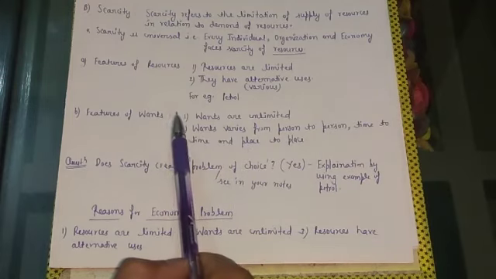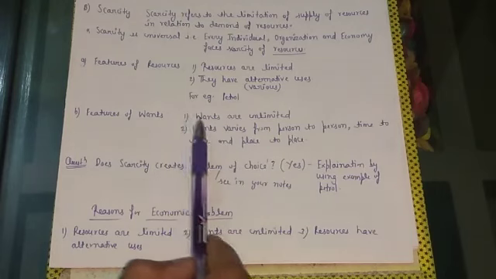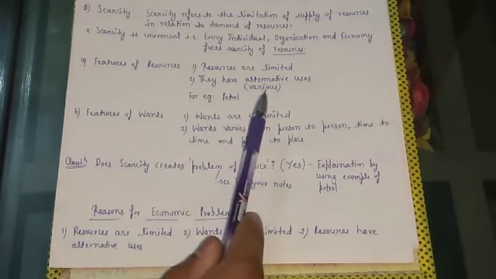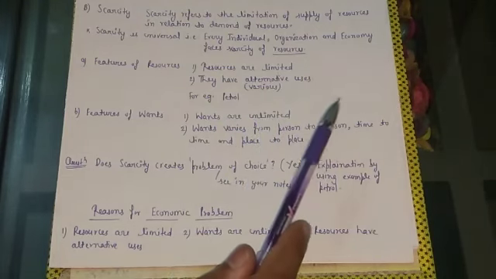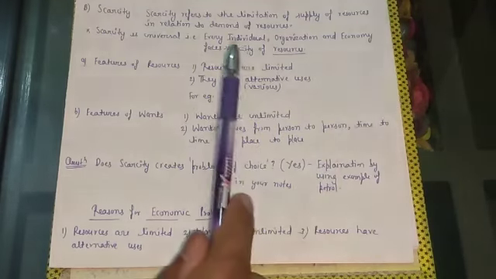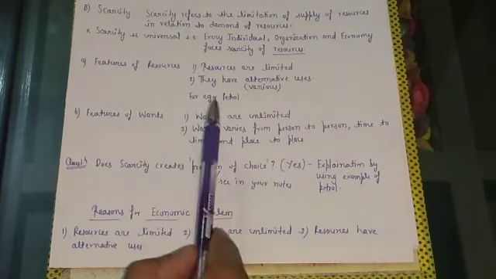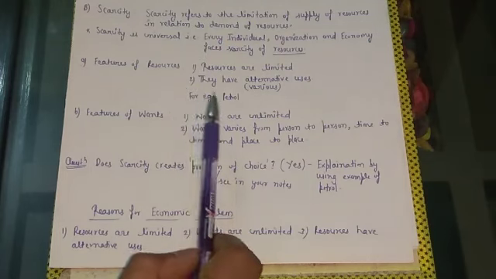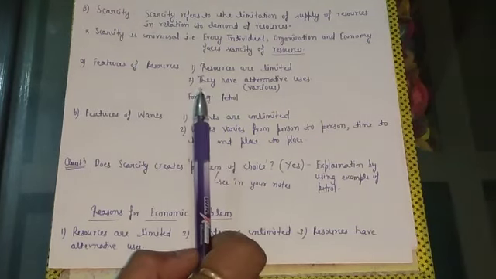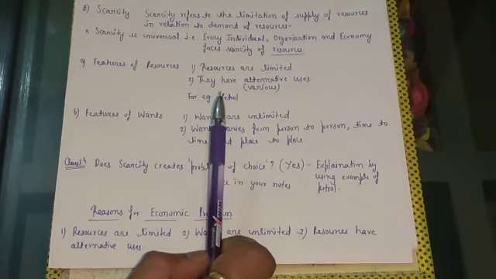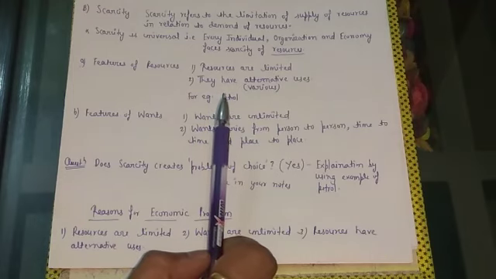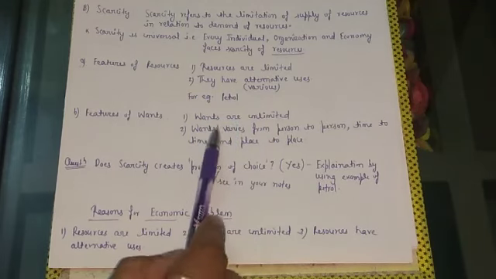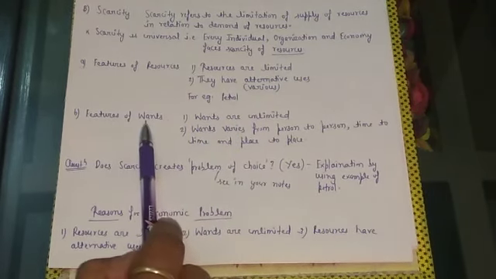Suppose there are three persons, person A, person B, person C. So the wants of A will be different from the wants of B and the wants of C. I hope all of you have understood what the features of wants are.